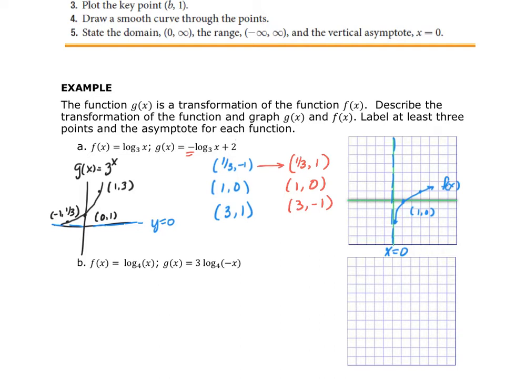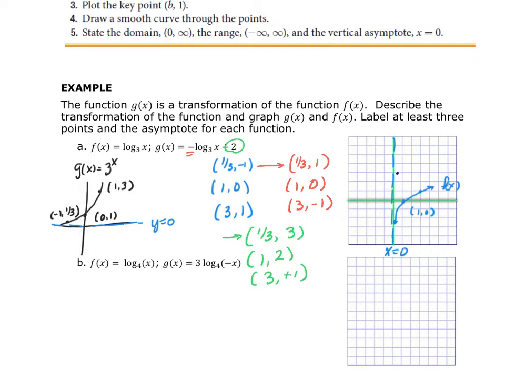The next thing I'm going to do is my 2. So it takes all of my range values and adds 2 to it. So 1/3, and then I'm going to add 2 to the 1, so I get 3. And I have 1, 2, and then I have 3, positive 1. So my transformed graph, I'm going to do in black, is going to go through the point 1/3, 3, so that's where that point went to.